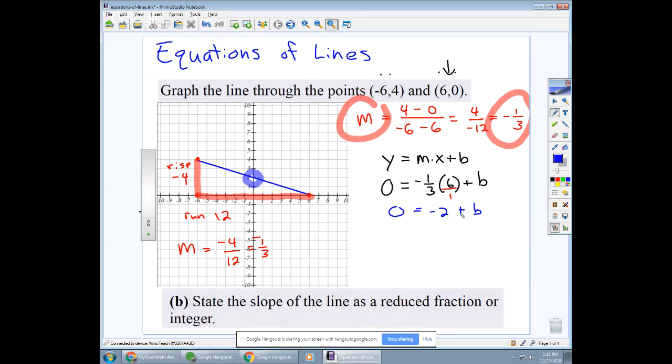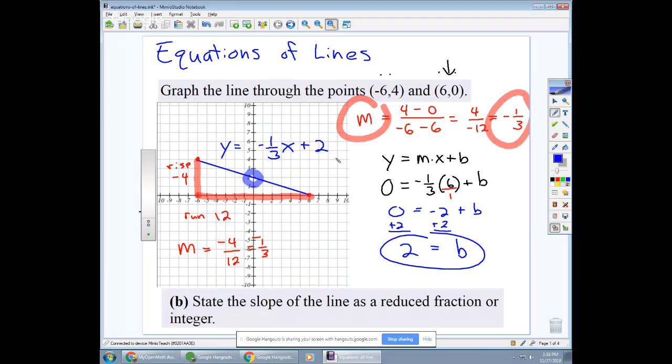It's a negative connected by addition, so I want to add 2 to each side. -2 plus 2 is 0. 0 plus b is b. 0 plus 2 is 2. So yeah, it looks like the y-intercept is definitely b equals 2. So the equation of that line seems to be y equals -1/3 times x plus 2.